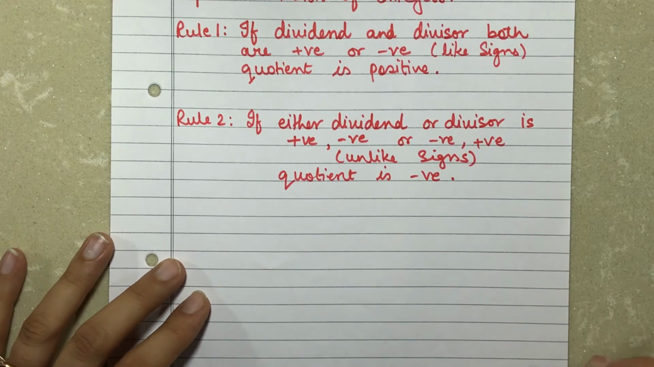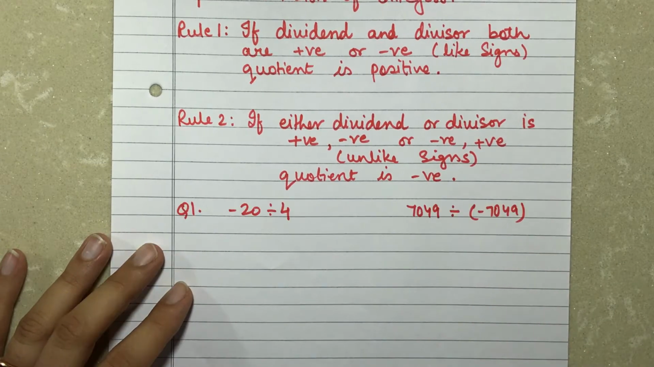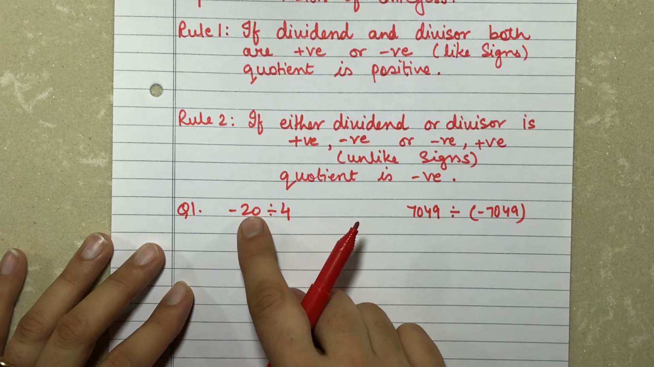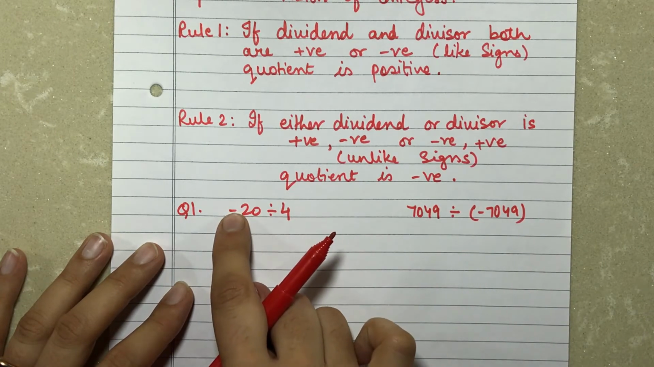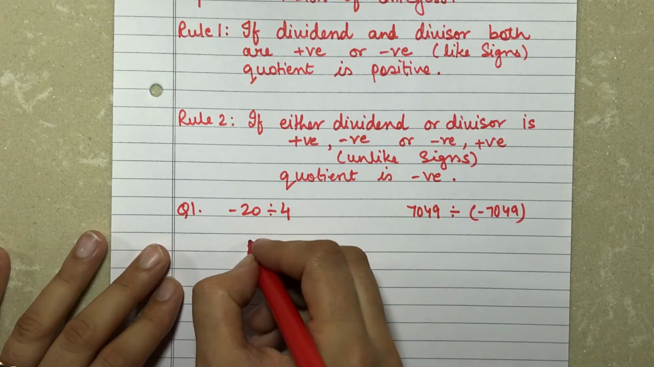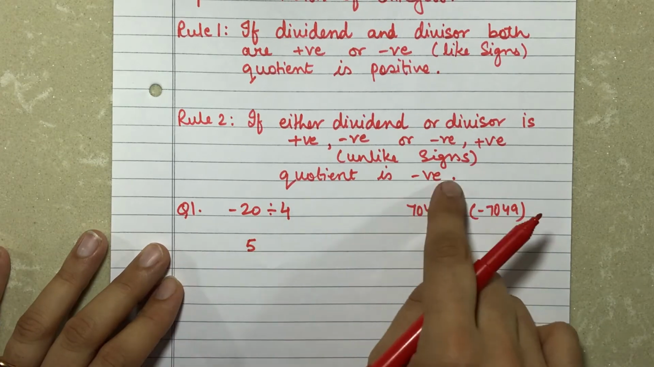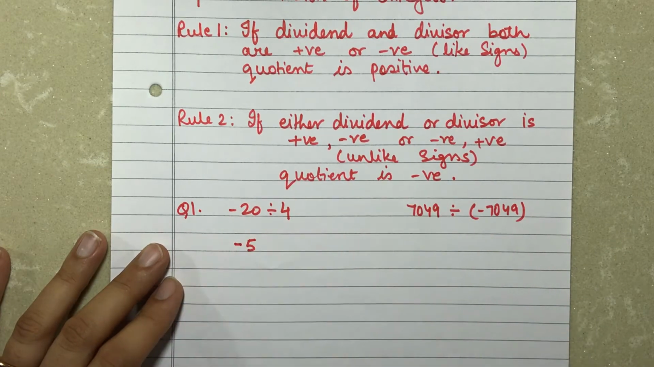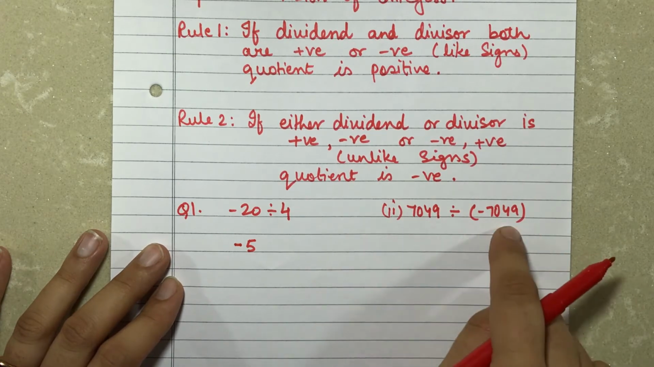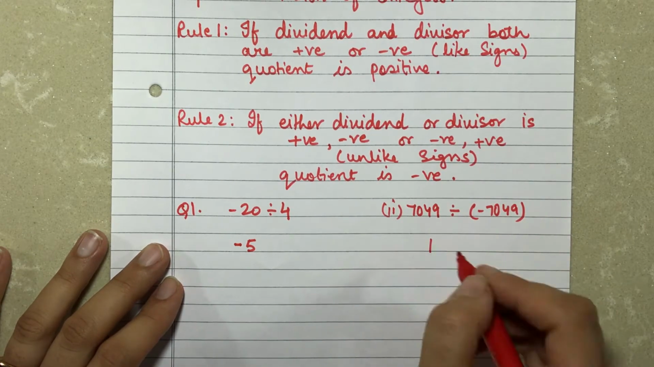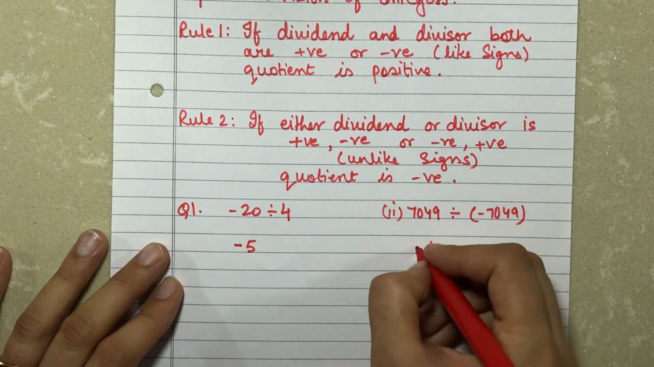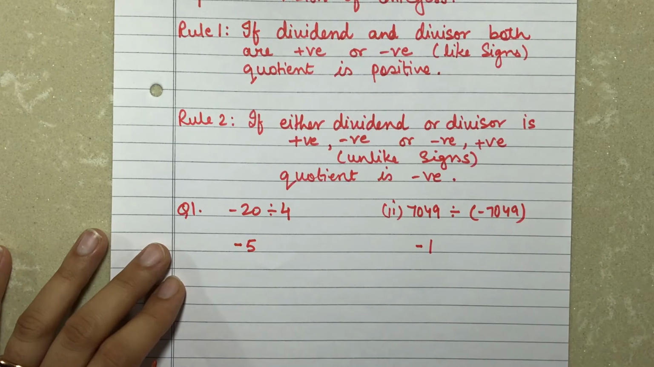Let's do some questions for understanding. So, we have minus 20 divided by 4. Very simple. I have unlike sign, one is negative and the other is positive. So, 20 divided by 4 is 5. But since I have unlike sign, my answer is going to be minus 5. Here, if I see 7049 divided by minus 7049, the answer is going to be 1. But again, both the signs are different. One is positive, one is negative. So the answer is minus 1.